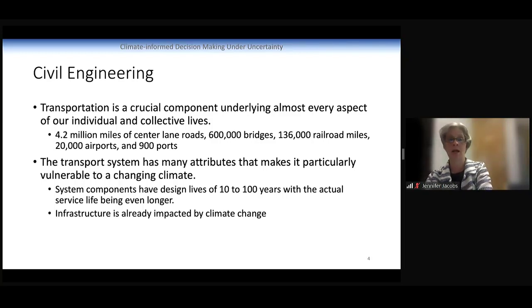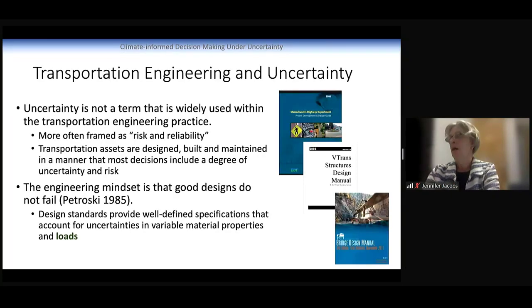All right, so uncertainty. The transportation community is no stranger to uncertainty. We've been thinking about this from the get-go. However, we don't typically use the term uncertainty. And as a bridge engineer explained to me, you don't really want to tell the public that you're not certain about whether or not that bridge is going to stand. Yeah, you get the idea. And so more often we frame it as risk or reliability, the inverse of risk. Transportation assets are designed, built, and maintained in a manner that most decisions involve some degree of uncertainty.